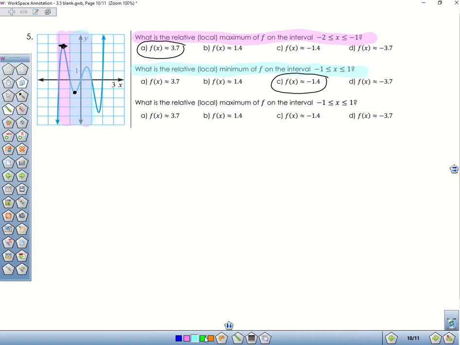And lastly, I'll do the last one in green. What is the relative local max on the interval? So we're looking at the same interval again, but now we're looking at the local max instead of the local min. So the maximum is right here. Okay, that's the local max, which is at positive 1.4.